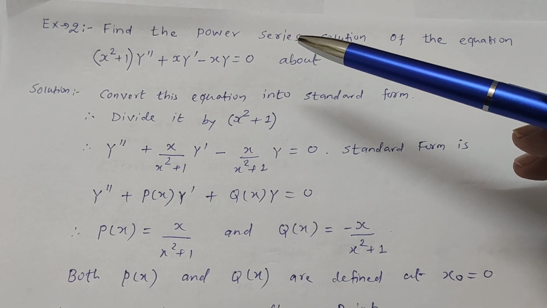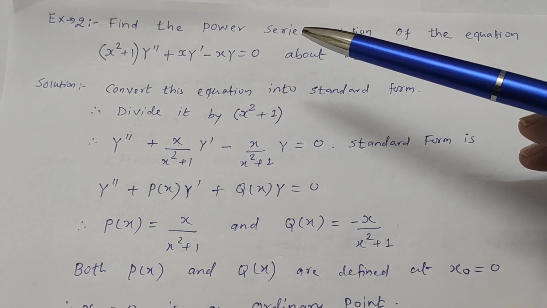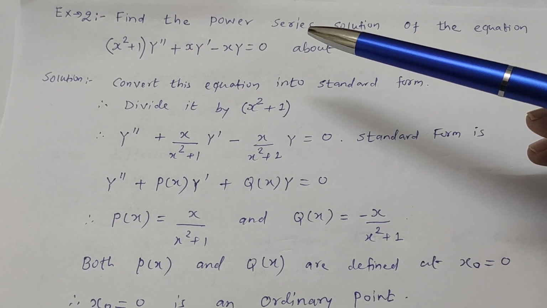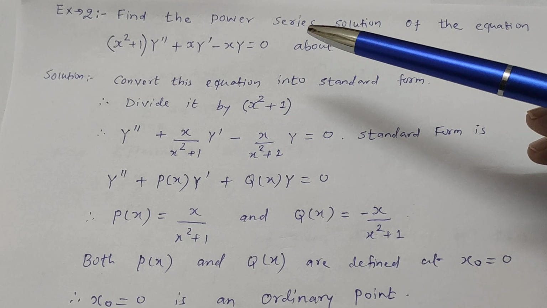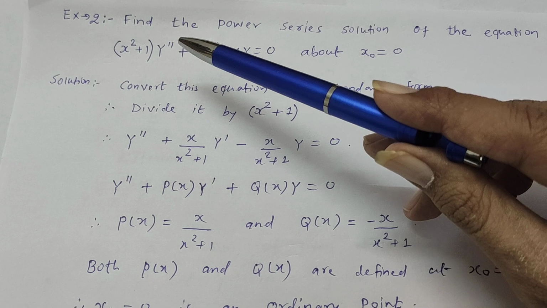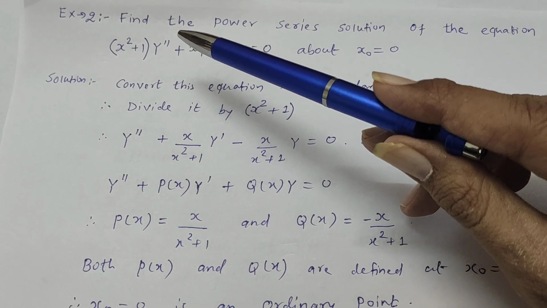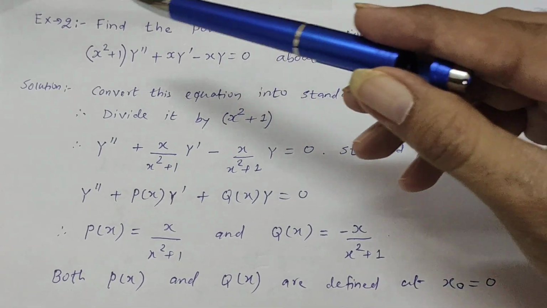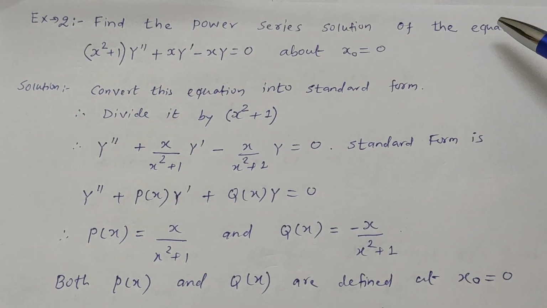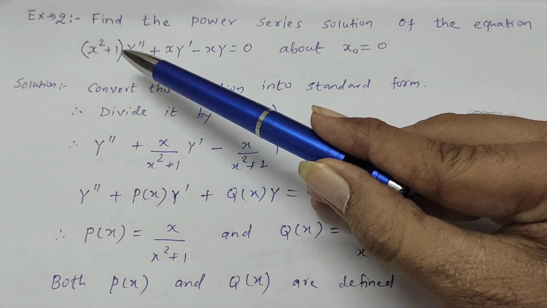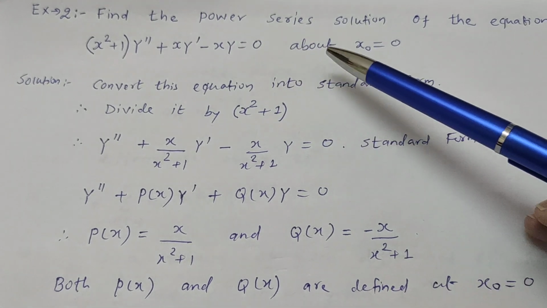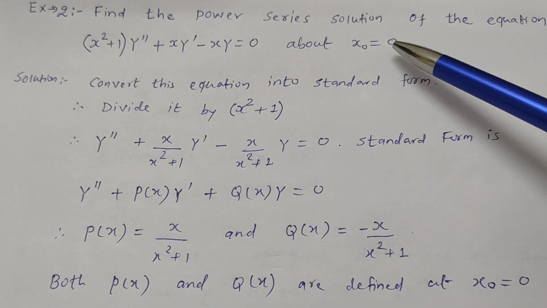In the last lecture, we have discussed how to find out the series solution of first order differential equation. In this lecture, I will make you understand how to find out the power series solution of second order differential equation. That is example number 2. Example 2 is find the power series solution of the equation (x² + 1)y'' + xy' − xy = 0 about x0 equals 0.